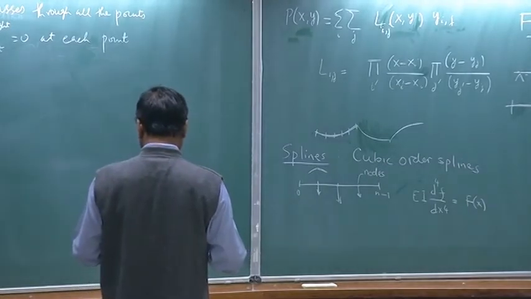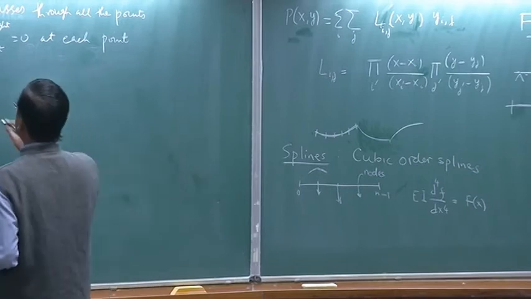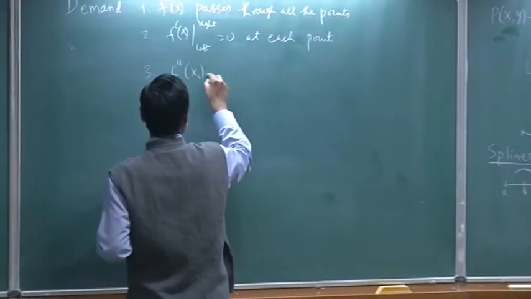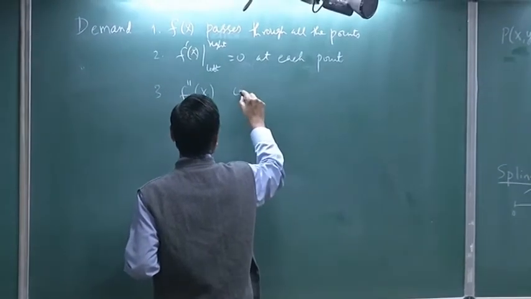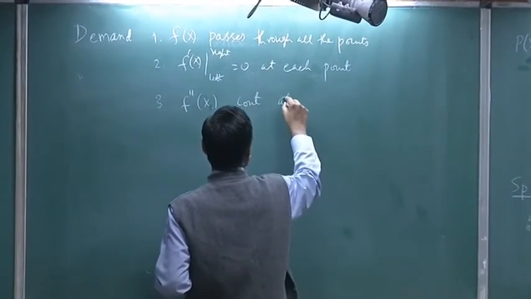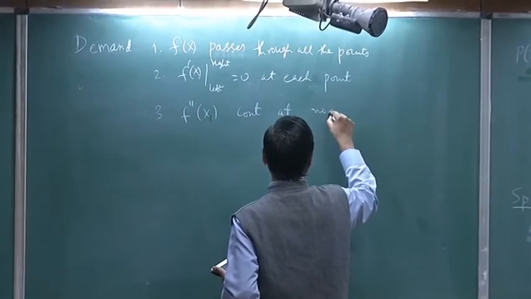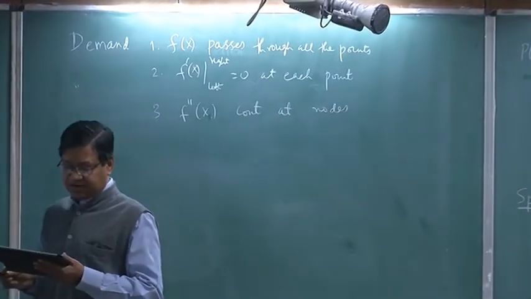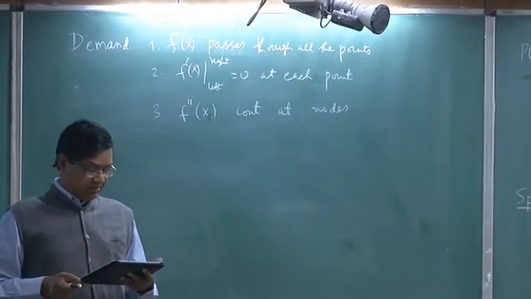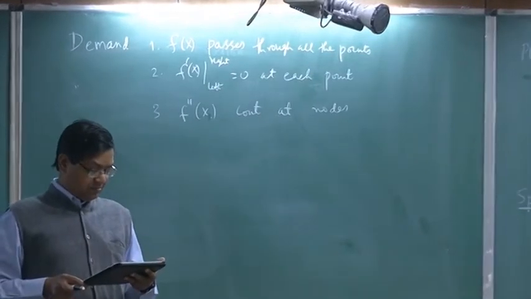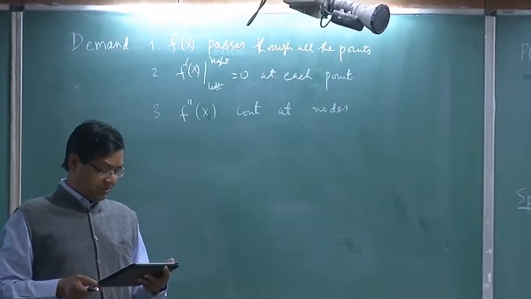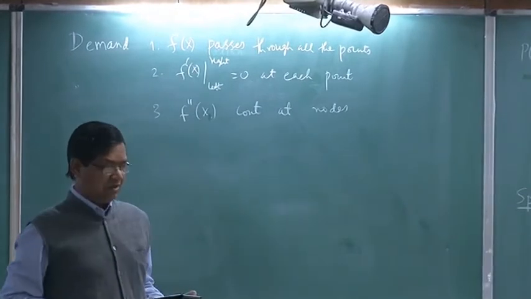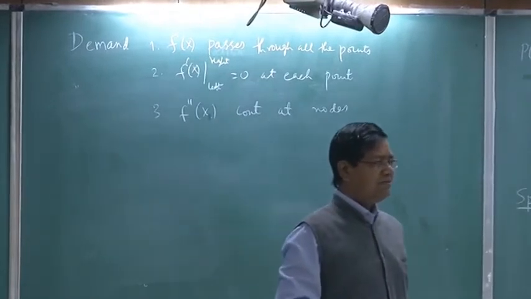In fact, we also demand the second derivative. The second derivative is also continuous. So first order, second derivative, and the curve is continuous. These are things which are demanded for all these functions. So now how do I construct the function?